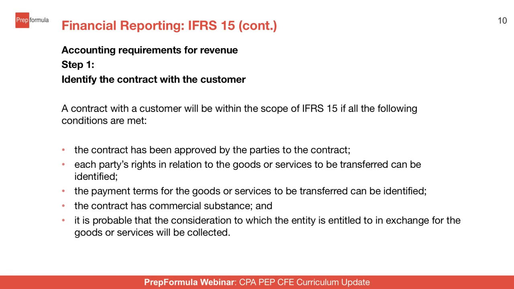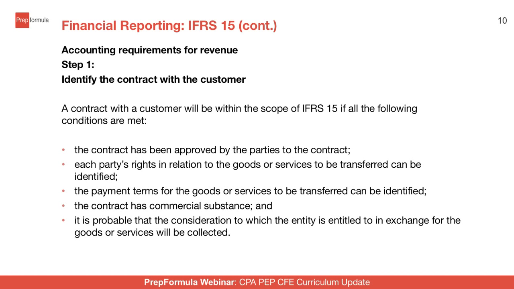Step 1, identify the contract. So a contract is only a contract with a customer if it meets the following 5 points. First of all, the contract is approved by the parties to the contract. Okay, so both people have to agree. Okay, if they don't agree, then there's no contract. Okay, each party's rights in relation to the goods or services to be transferred can be identified. So you can actually identify what they're bringing to the table. Okay, number 3, payment terms for the goods and services to be transferred can be identified. So hopefully, you've set a price, you've set when it will be paid.